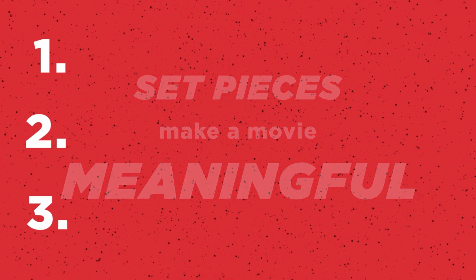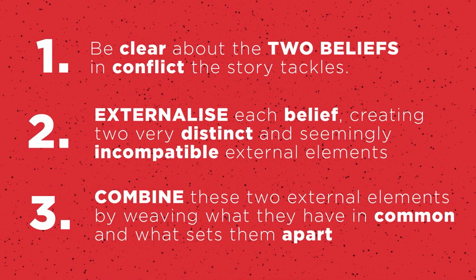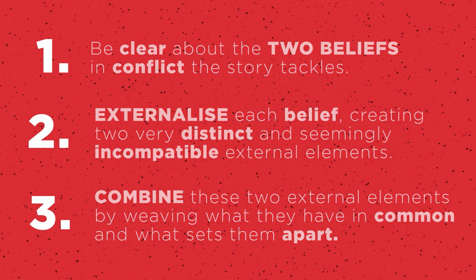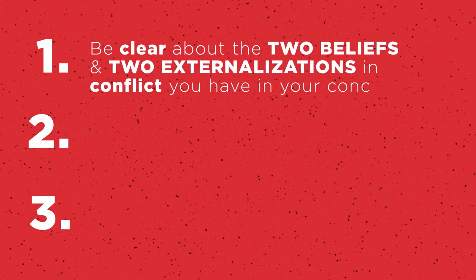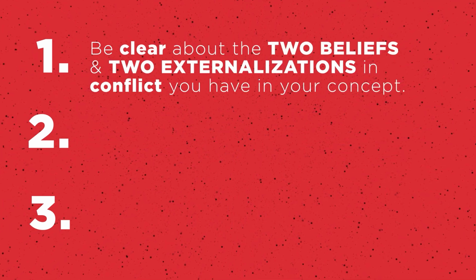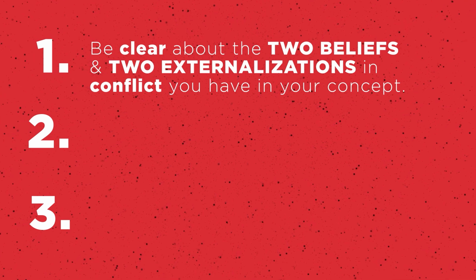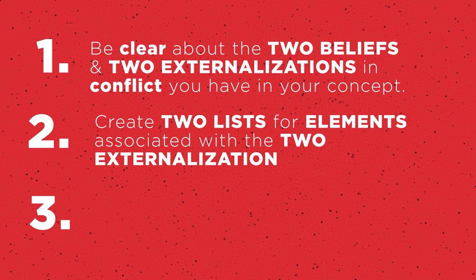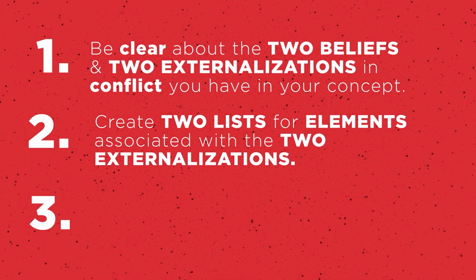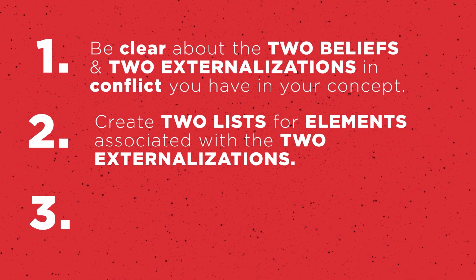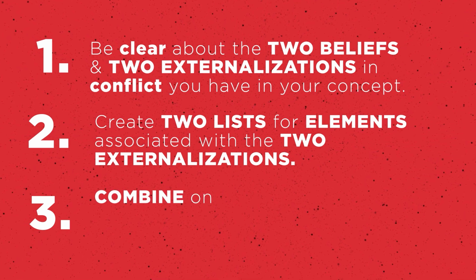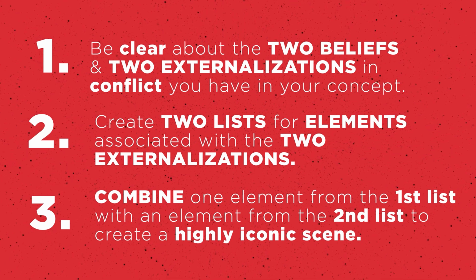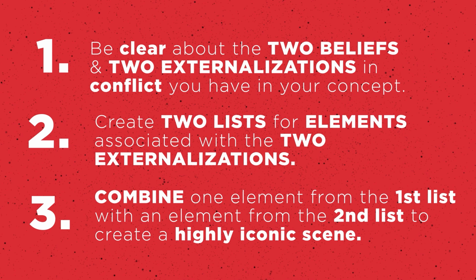Just like the concept, we can build set pieces following the same three-step model, but this time on a micro level. Step 1, be clear about the two beliefs and two externalizations in conflict you have in your concept. Step 2, create two lists for elements associated with the two externalizations. Step 3, combine one element from the first list with an element from the second list to create a highly iconic scene.